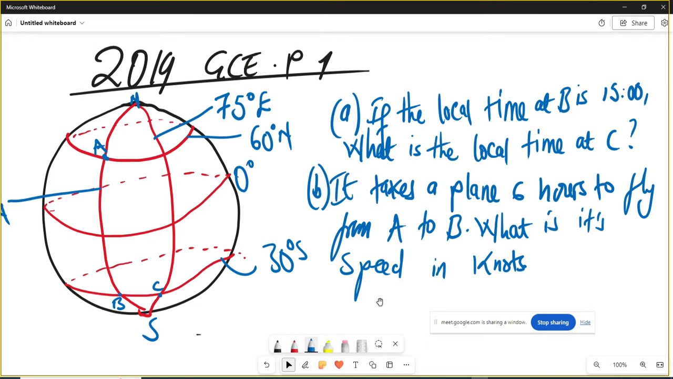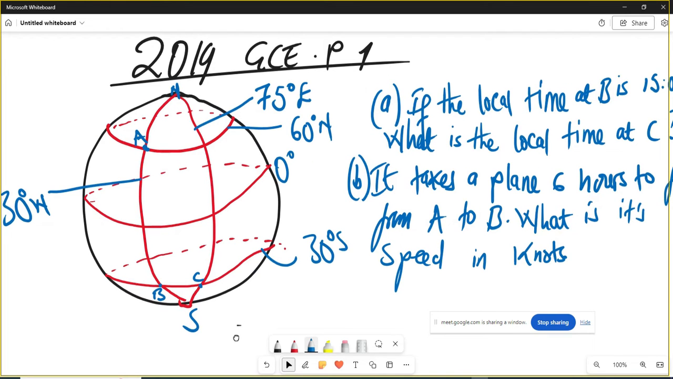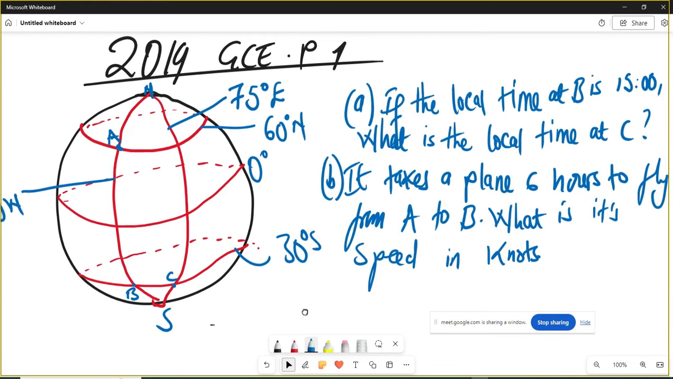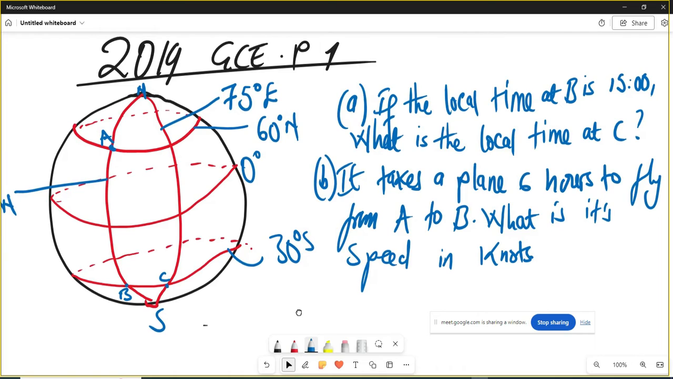All right. So this is the Venn diagram. This is our F. This is our graph, of which we have points A, B, C. And then the first question is saying, if the local time at B is 15 hours, what is the local time at C? So we need to identify where B is. You can agree with me to say this is B. So they are saying the time at B is 15 hours. If the time at B is 15 hours, what can be the time at C?